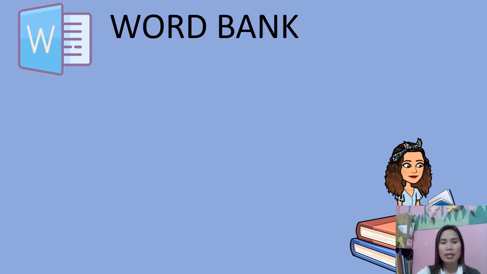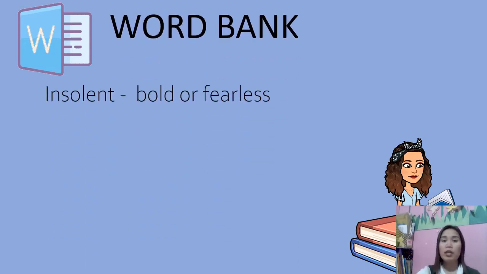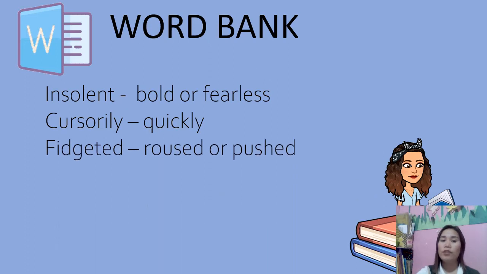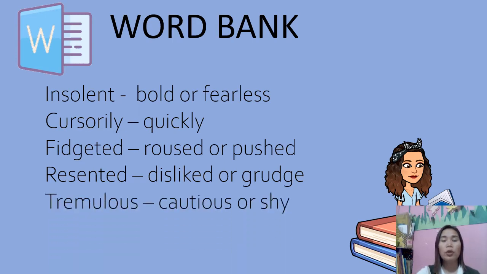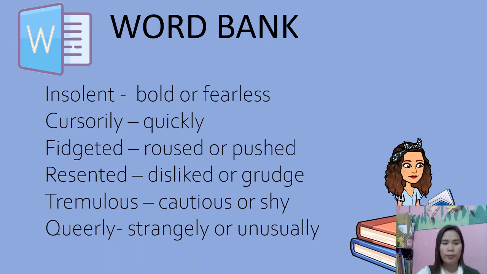So let's start with some difficult words found in the story. First, we have insolent, that is bold or fearless. Next, cursorily, or quickly. Fidgeted, roused or pushed. Next, resented, that is disliked or held a grudge, being angry with. Tremulous, cautious or shy. And queerly, that is strangely or in an unusual way. All right.